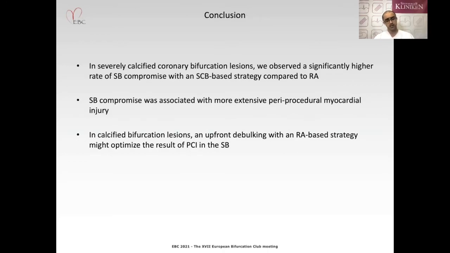In the conclusion, we would say that in severely calcified coronary bifurcation lesions, we observe a significantly higher rate of compromised side branch in the group of patients treated with a scoring cutting balloon compared to rotational atherectomy. Side branch compromise was associated with more extensive peri-procedural myocardial injury. So in calcified bifurcation lesions, an upfront rotational atherectomy with its debulking effect could optimize the result in the side branch.